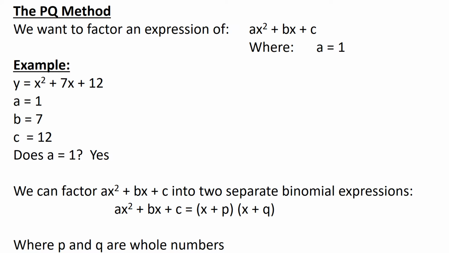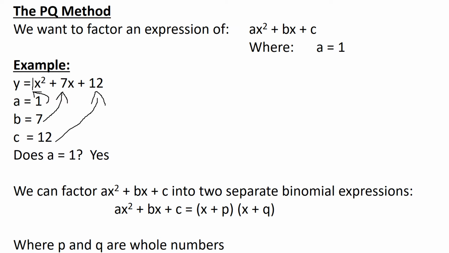For example, y equals x squared plus 7x plus 12. My a is 1, it'd be 1x squared. And like I said, we don't put a 1 there normally, but we assume it is there if it's just x squared. B is 7x, so my b is 7, and then my c is 12. And as I said, does my a equal 1? Yes, it does. So now we can factor it.